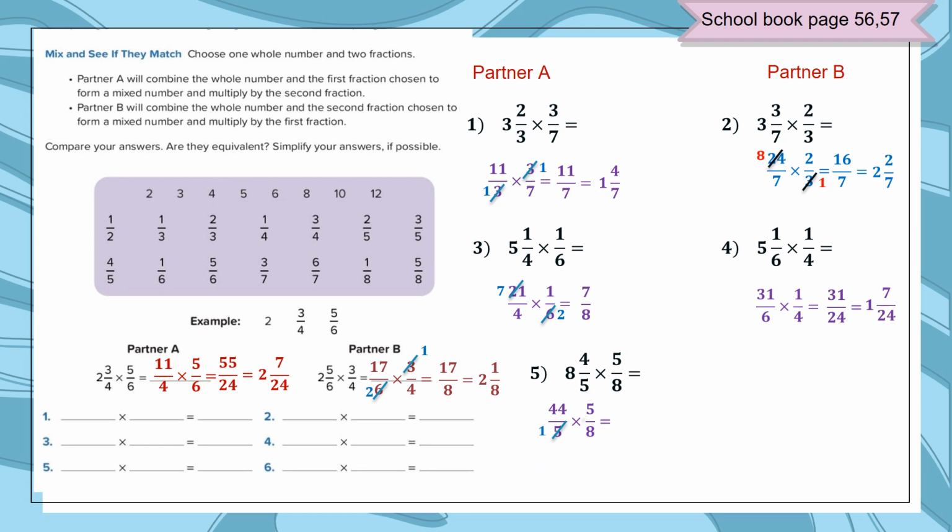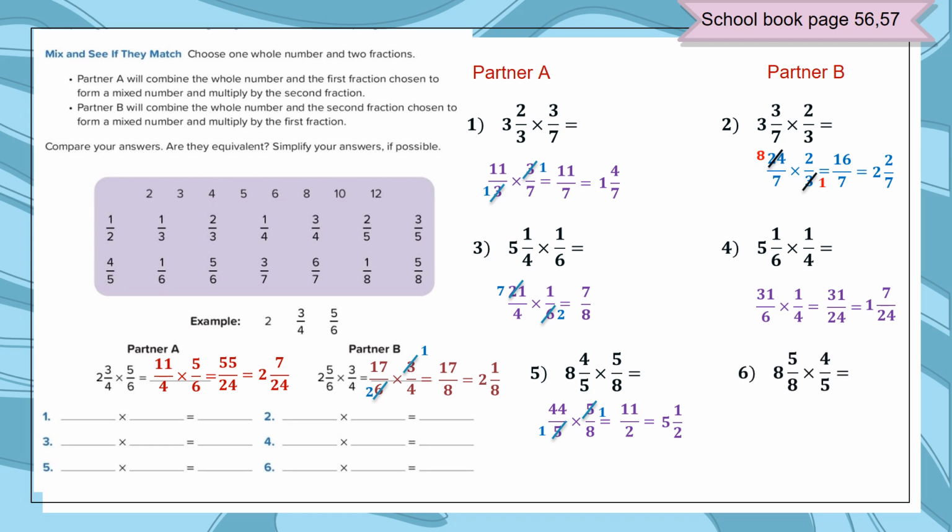5 divided by 5 equals 1, and 5 divided by 5 equals 1. 44 and 8 I can divide by 4. 44 divided by 4 equals 11, and 8 divided by 4 equals 2. So it will be 11 times 1 equals 11 over 1 times 2 equals 2. 11 over 2. It will be 5 and 1 over 2.